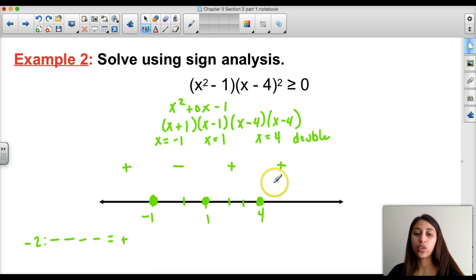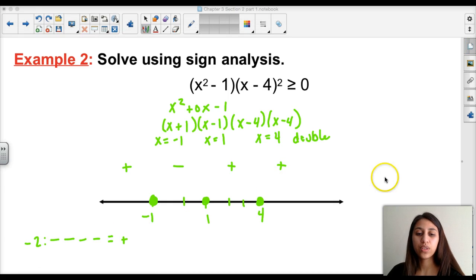Okay. Now again, you could absolutely test one number in between each zone if you're not sure, or to double check your work. Okay, but if you know the rules that if it's a single root it alternates, or if it's a double it has to stay the same, then you can absolutely use that shortcut.